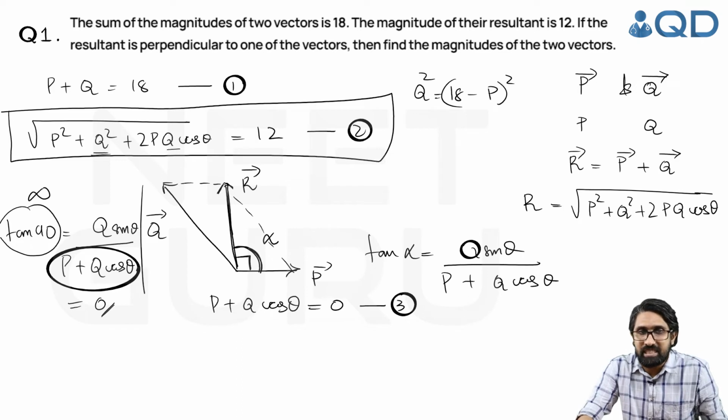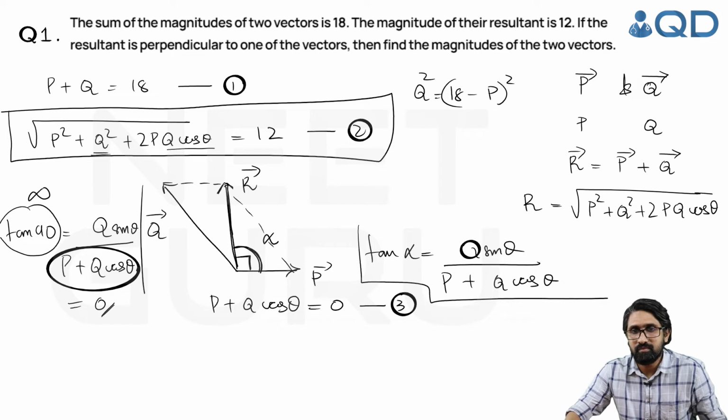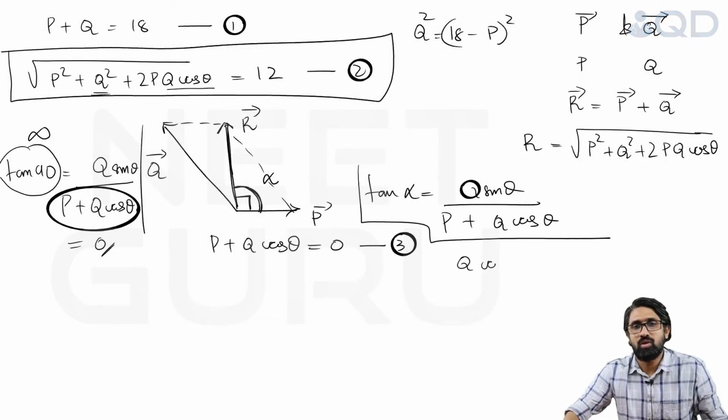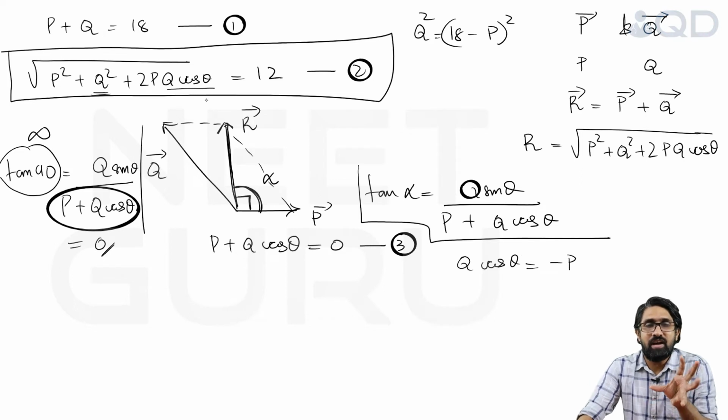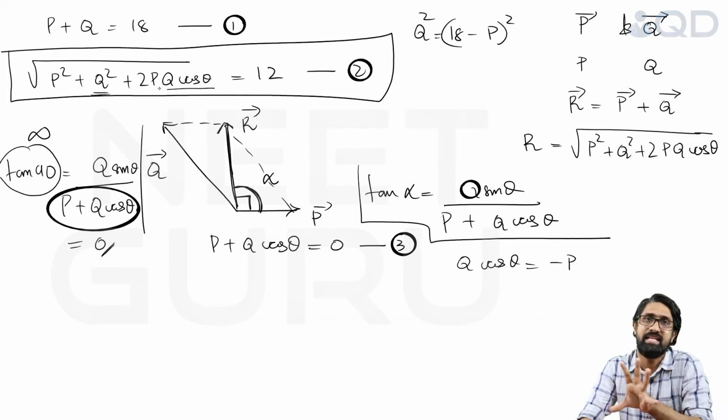Now, q cos theta can be easily written from this expression here. p plus q cos theta is 0, so from this expression, q cos theta is minus p. I'll write that down here. q cos theta is minus p. Now, if I replace these two terms from these equations, I can get this equation exclusively in terms of p. And that becomes an equation in a single variable, and you can easily solve it.